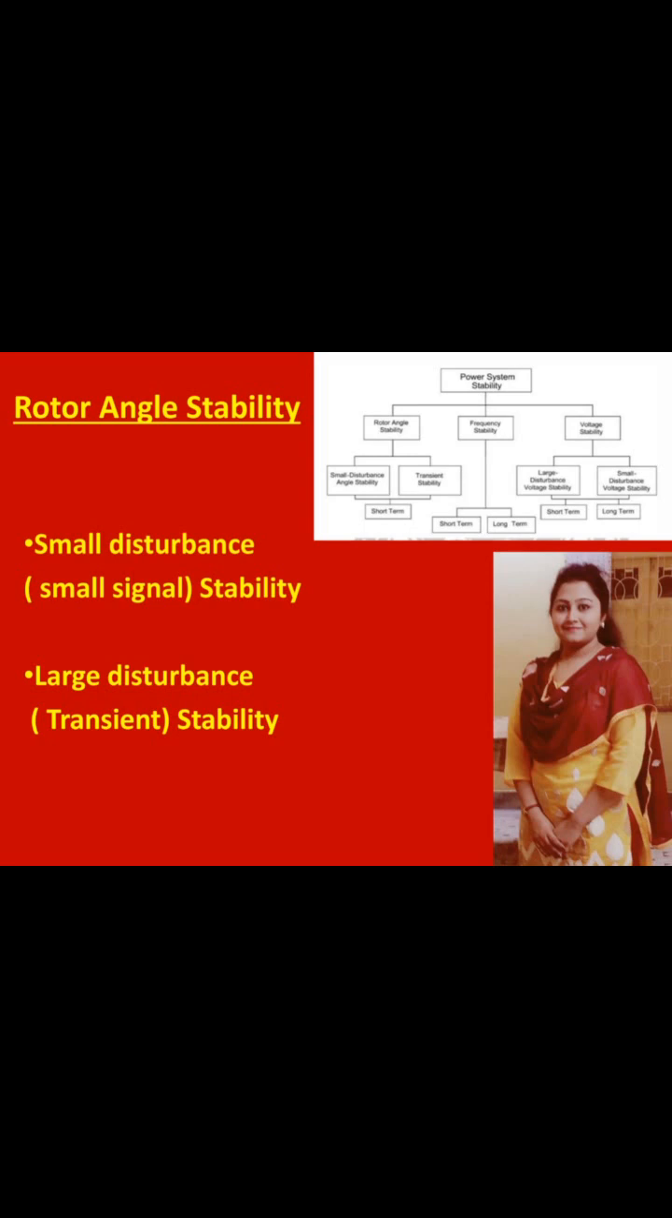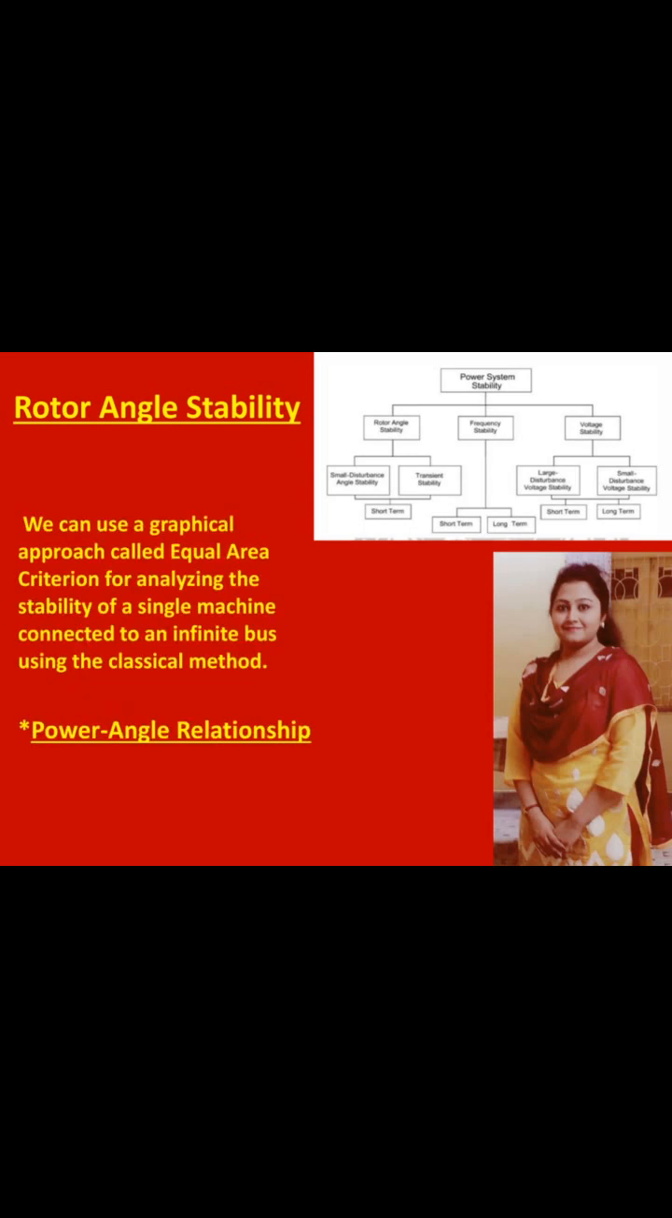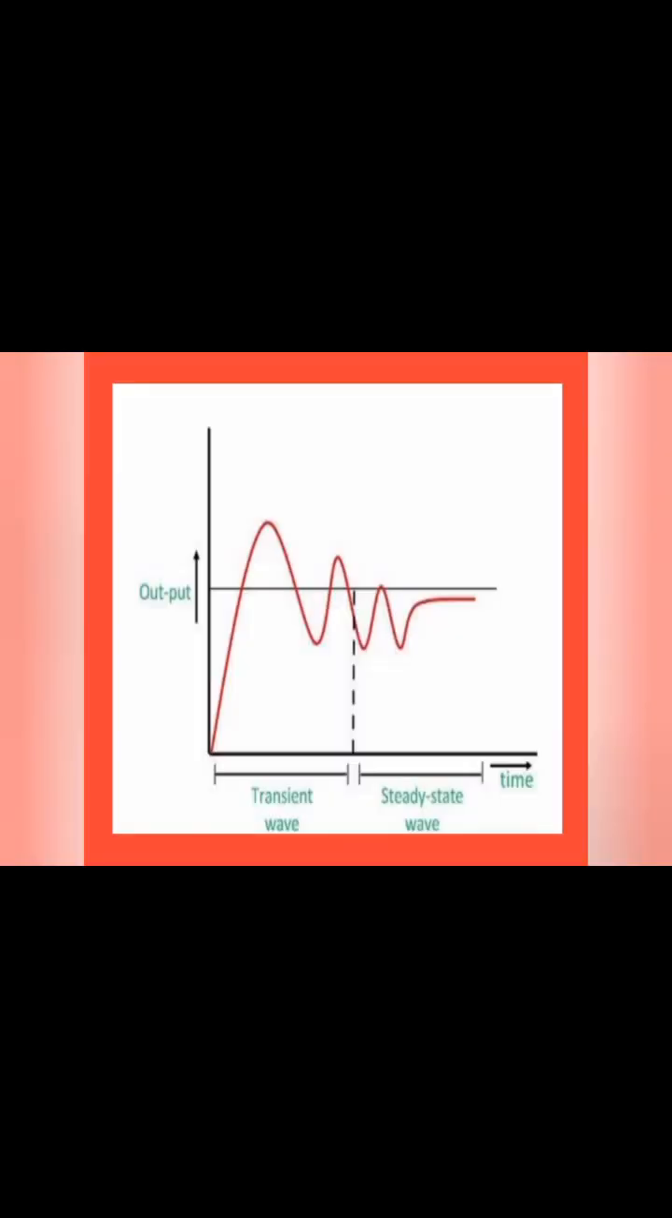We are discussing large disturbance or transient angle stability. It is the ability to maintain synchronism under large disturbance. Since disturbances are large, nonlinear differential equations cannot be linearized. They have to be solved numerically, but it is difficult. However, we can use a graphical approach called equal area criterion for analyzing the stability of a single machine connected to an infinite bus using the classical method. So, we can say it is the ability of the system to remain in synchronism when subjected to large disturbance. Large disturbance can be faults, switching on or off of large loads, large generator tripping.